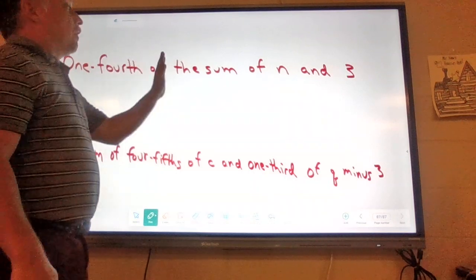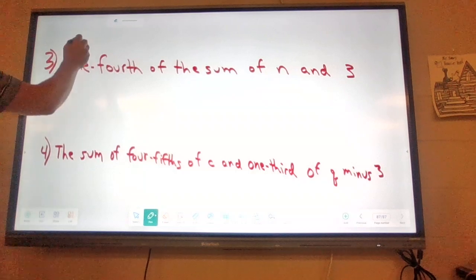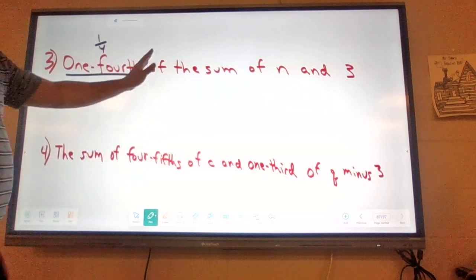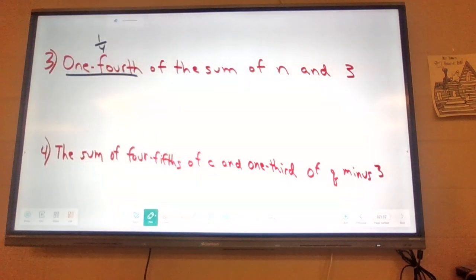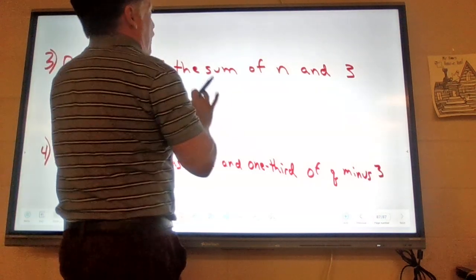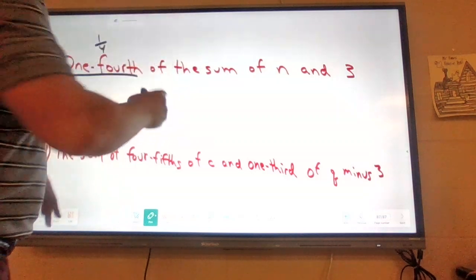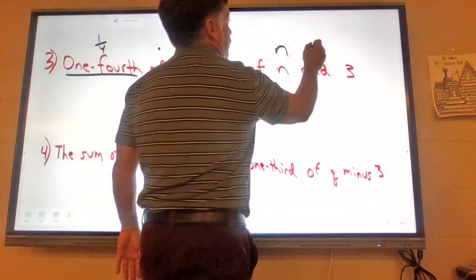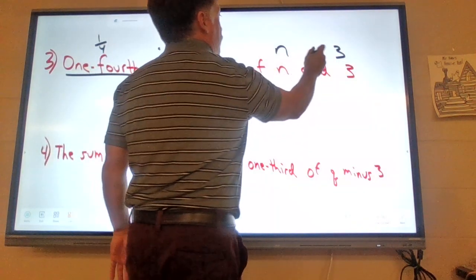So 1/4 of the sum of n and 3. Okay. So 1/4 of the sum of n and 3. Now, when it's worded like this, you've got to be careful. Normally, at the beginning, the way I taught it, you would go ahead and do something like this right here, because the sum is the addition of two things, okay?